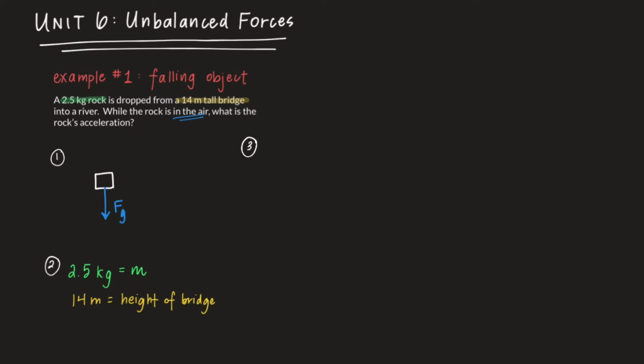Step 3, what is our unknown? What are we looking for? We're looking for the acceleration, and it asks us that: what is the rock's acceleration? In order to find the acceleration, though, we're going to have to know what our unbalanced force is. So that's kind of one of our other unknowns. Remember what I just said when we talked about our step process, is that first we find the unbalanced force to then find the acceleration.